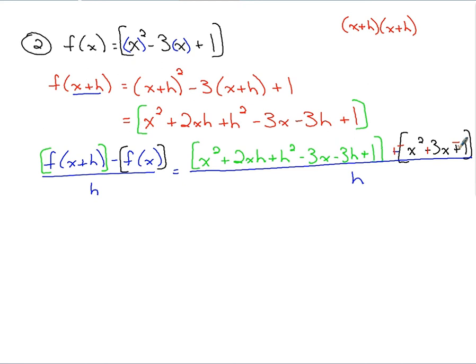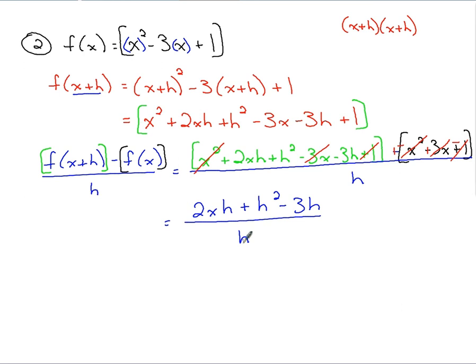Notice what happens with the x squareds. Notice what happens with the 3x's. And then the constant values of the 1's go away. What remains, on top we should have some terms that only have h's in them. So notice we've got a 2xh plus h squared. Also got a minus 3h. And that's all the terms that are left over on top. This is all over h. So we know we're doing these correctly if only h terms remain on top.